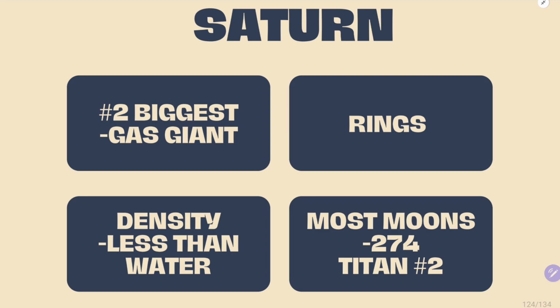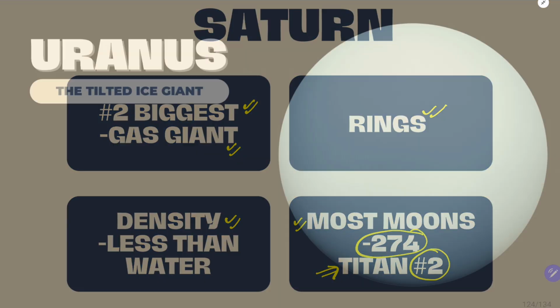So, Saturn is the second biggest planet in the solar system and it is a gas giant just like Jupiter. It has a spectacular ring system. Its density is less than water and it has the most moons in the solar system, 274 in total, and has the second largest moon in the solar system, Titan.